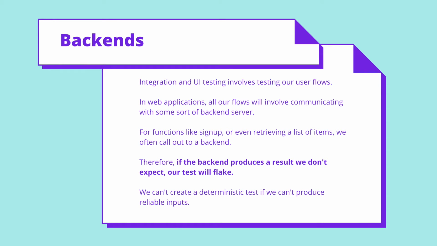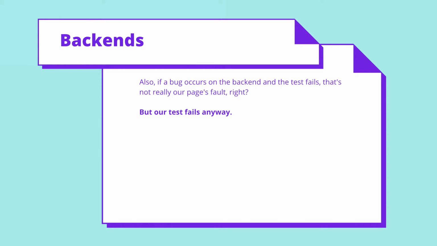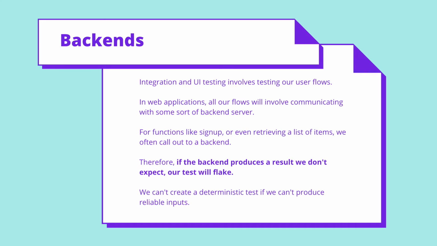One of the key properties of a deterministic test is reliable inputs. But we have a problem here. We're relying on other components we don't have access to or control. We can't lock them down, and the input they provide us is fundamentally unreliable.